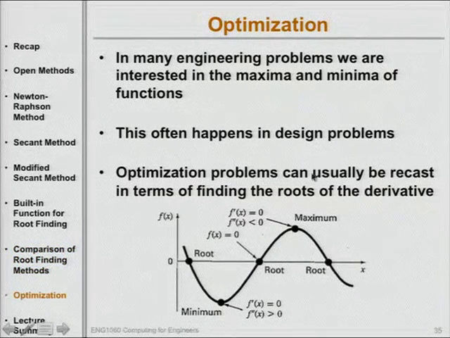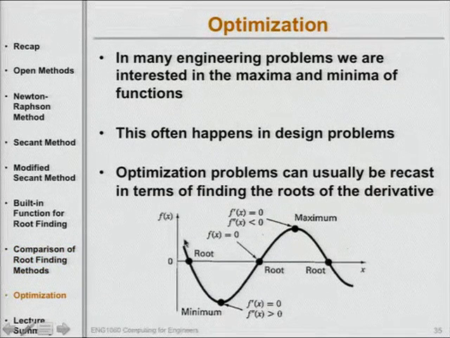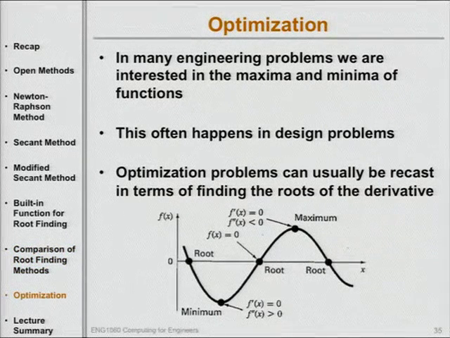And optimization problems can often be recast in terms of finding the root of the derivative of the function. So if we've got some function here, f of x, and we want to say, well, where's the maximum value of f? That's what we're trying to find. That's the optimization process, effectively. Well, the maximum and the minimum is going to occur when the derivative of the function is equal to 0. So maximizing it or minimizing it is equivalent to finding the root of the first derivative.